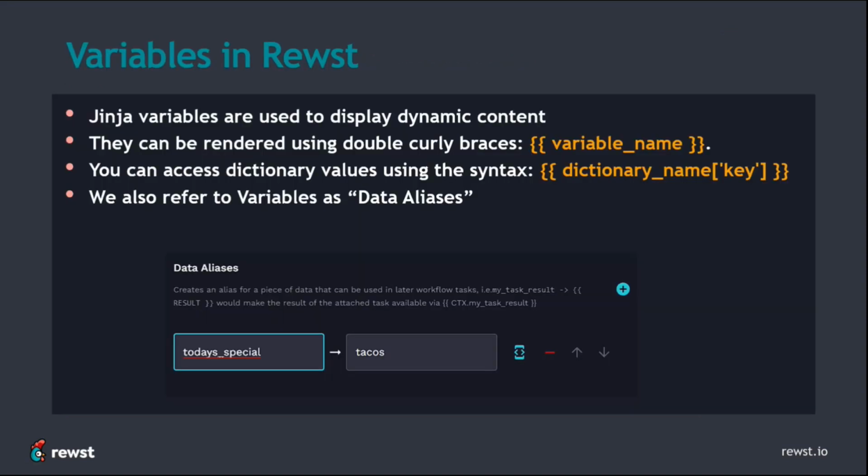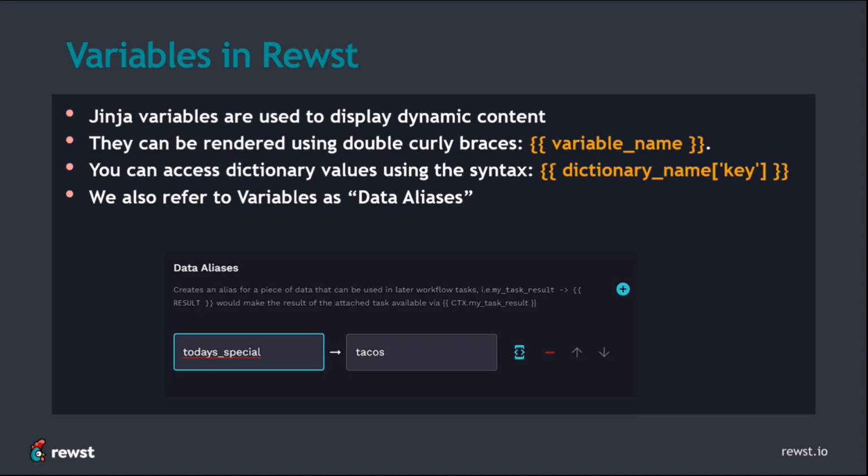Working with variables in Rewst. Variables we use to display some sort of dynamic content. So we can set data in one action in Rewst and then refer back to it in other actions. We also call variables data aliases or context variables. We say context variables because they exist within the context of a workflow, and you'll see the capital CTX at the beginning of the name.